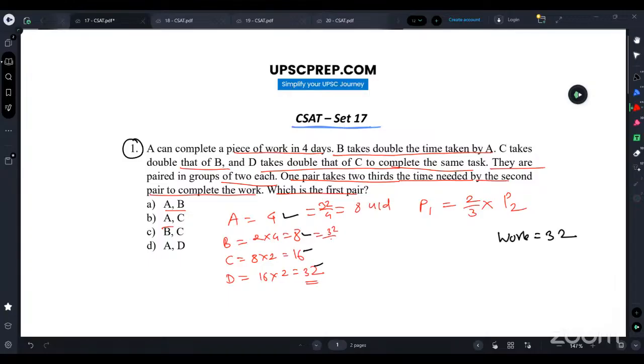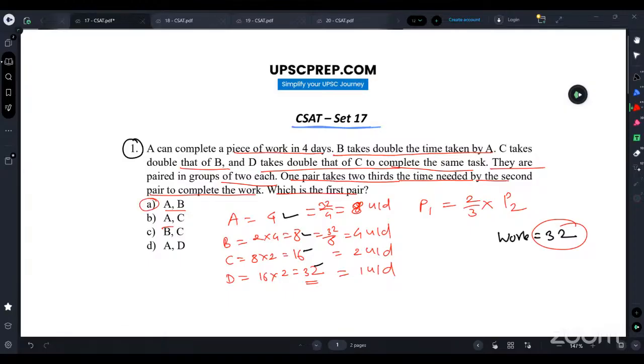What will be the efficiency of B? 32 by 8, then 4 units per day. Similarly, the efficiency of C will be 2 units per day and the efficiency of D will be only 1 unit per day. Now we have to see, guys, the total work volume is 32, right? Now we will take one pair by pair.